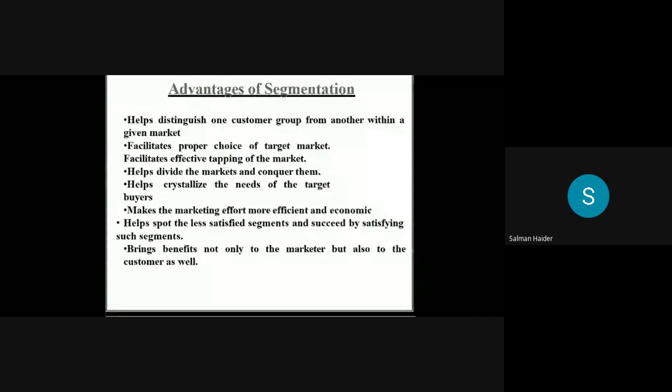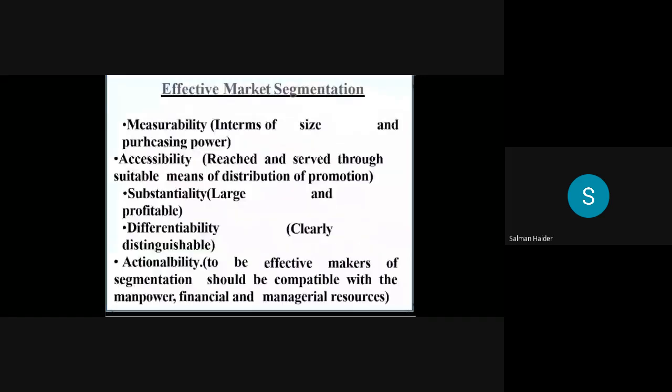Then it will help to decide the markets and help them how to conquer them. Then it makes the marketing effort more efficient and economic. किस तरीके से हम मार्केटिंग एफर्ट्स को ज्यादा से ज्यादा अच्छा कर पाएं और किस तरीके से हम इकोनॉमाइज कर पाएं सारी चीजों को. Then it will bring benefits not only to the marketer but also to the customers as well. Then how effective market segmentation would be done?